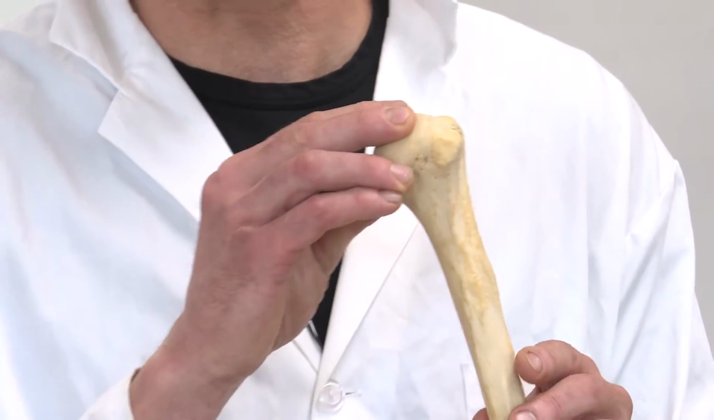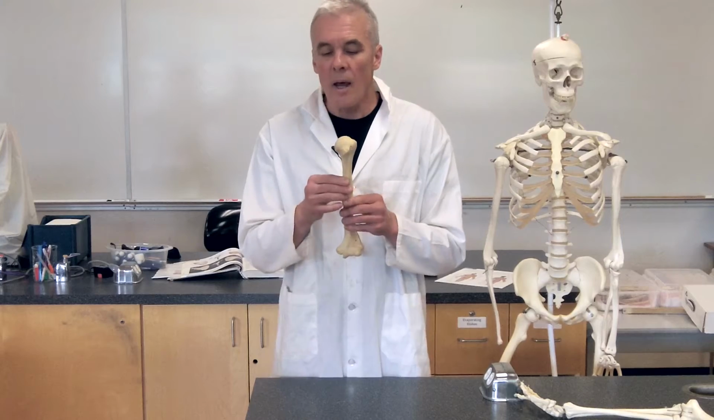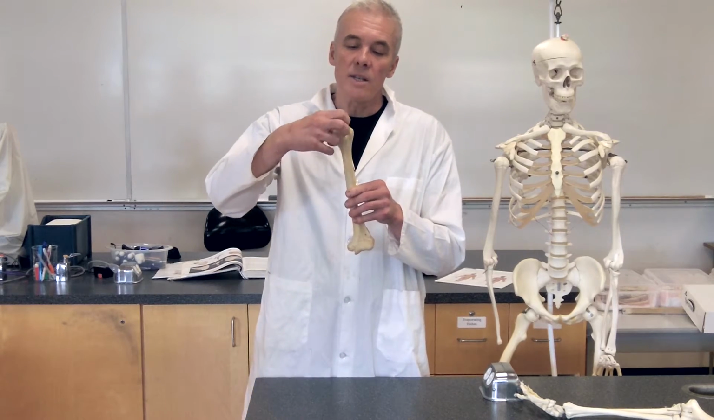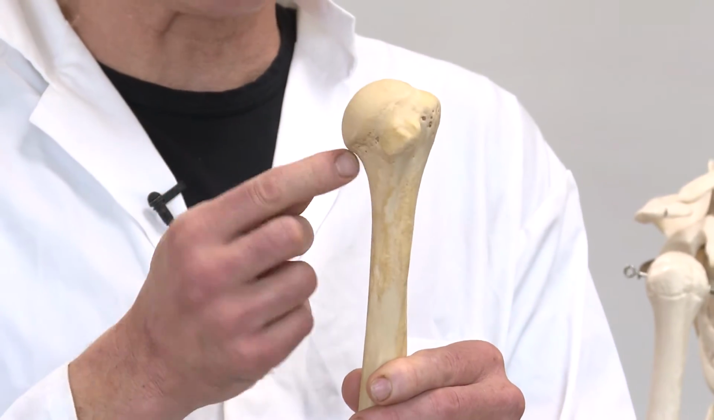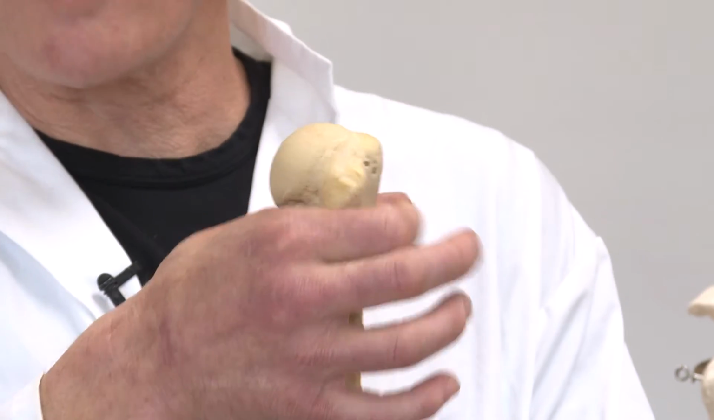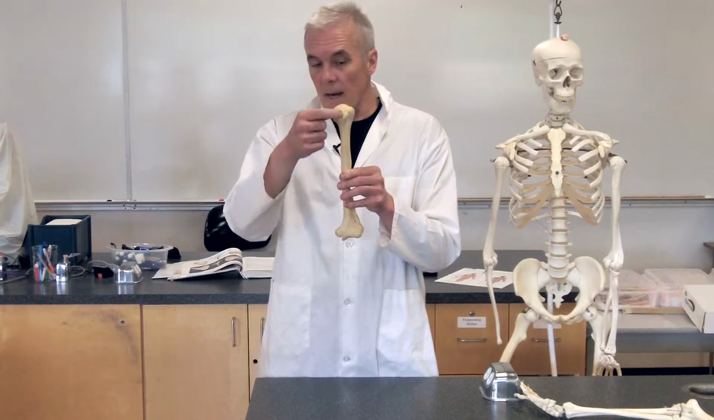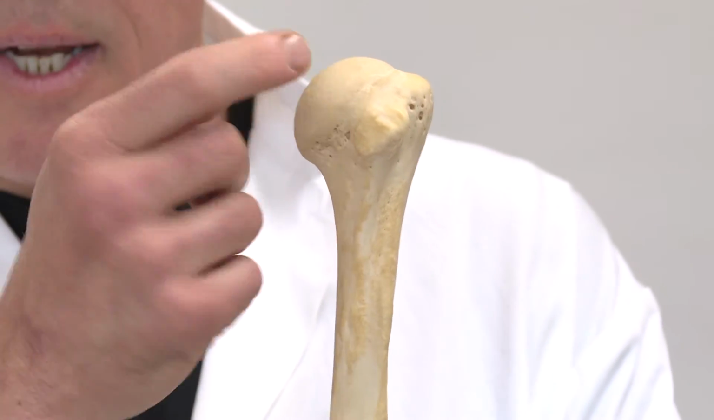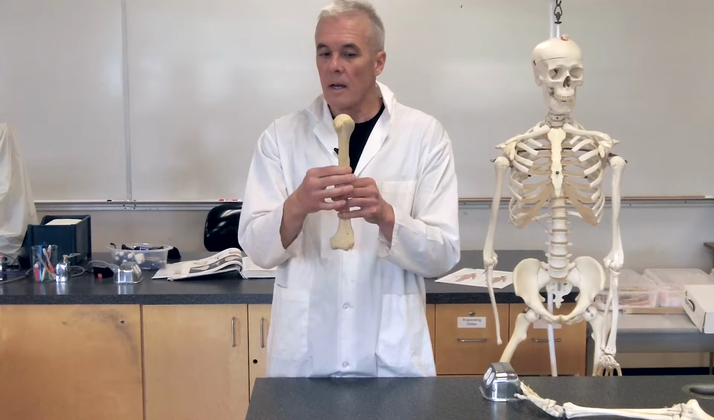The head of the humerus articulates with the glenoid cavity of the scapula, and just behind the head is the anatomical neck. So it's just the spot right behind the head. The surgical neck is here, but the anatomical neck is here. So head and anatomical neck, surgical neck.